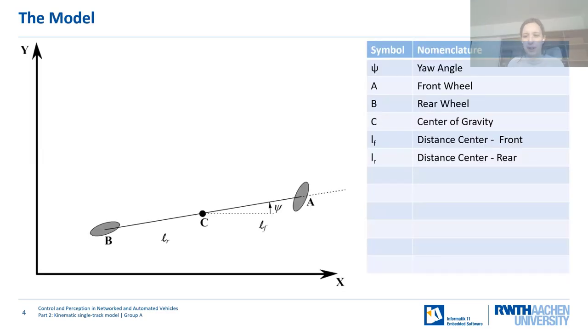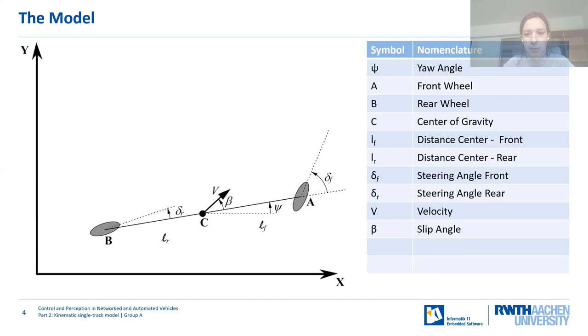And I will continue to talk about the model itself. Here is first the very basic model that we are talking about. If you look at A and B, you can see the two wheels of the bicycle model, and they are connected by a line. In the middle, you can find C, which is the center of gravity, and the distance from C to A or C to B is considered as LF or LR. Another very important factor is this phi here in the figure. This is the angle of the whole bicycle in comparison to the coordinate system. You can see there's an XY coordinate system, and that's what this yaw angle is all about.